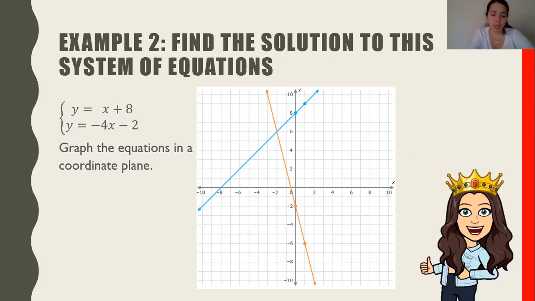So the solution would mean I have to figure out where the two lines cross. And again, they cross right there. So I look at x, it crosses at -2. I look at y, and that's 6. That is my answer to this question.